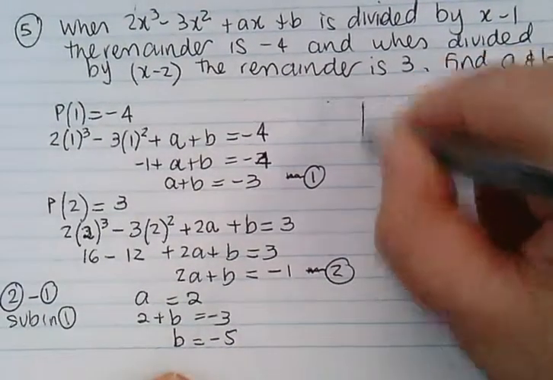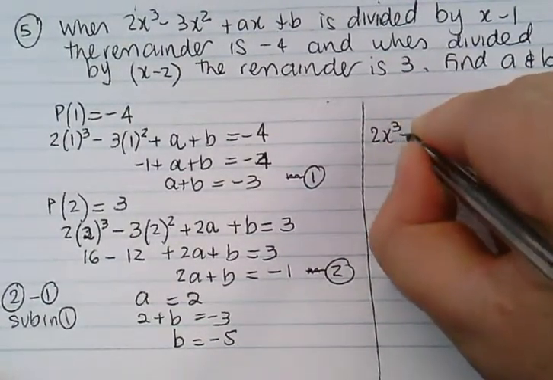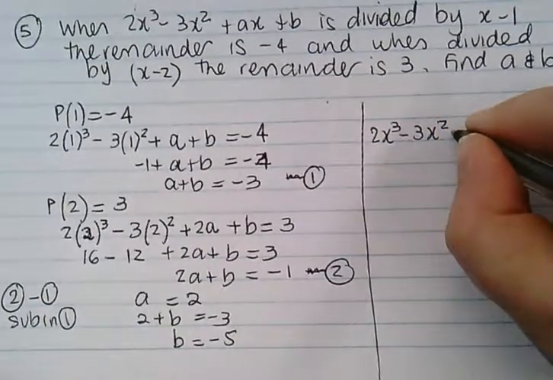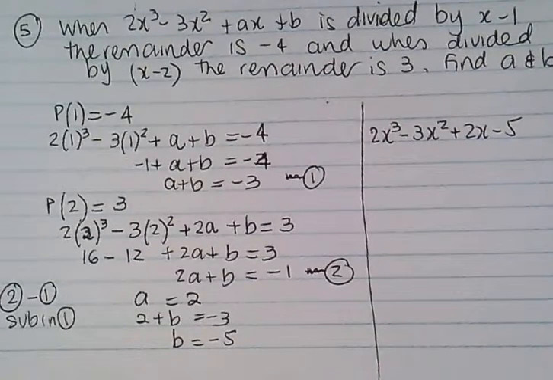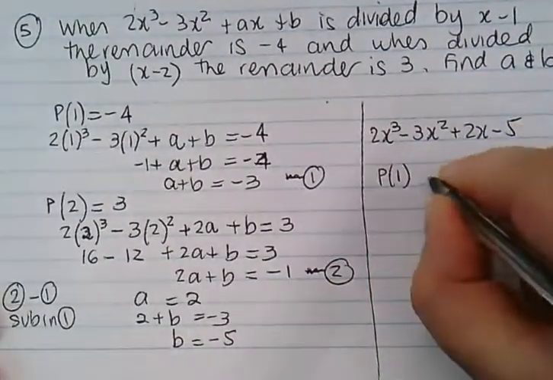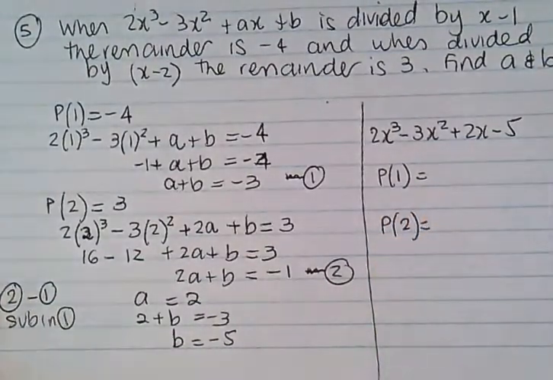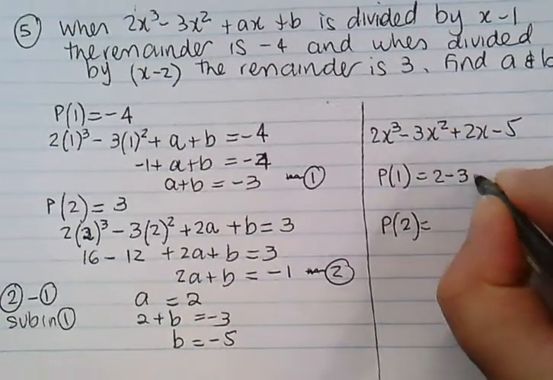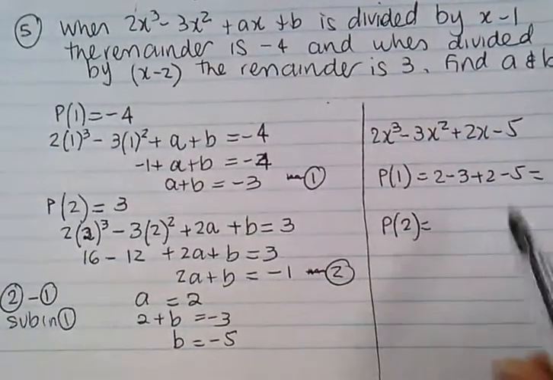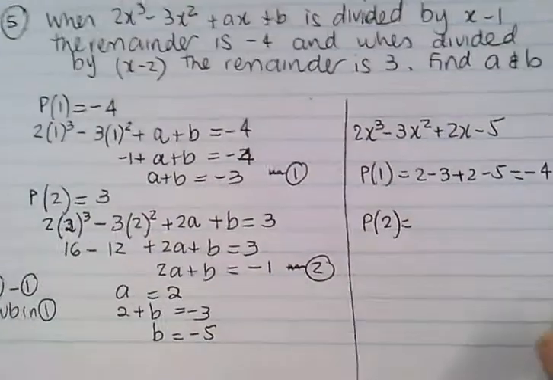So we've found a and b, and so therefore I can write out what the polynomial is. My polynomial is 2x cubed minus 3x squared plus 2x minus 5. And if you want, you can check P of 1, and you should get negative 4, and P of 2, and you should get 3. Let's just have a quick check. 2 times 1, that's 2, minus 3 times 1, plus 2, minus 5. What do we get? Negative 4, that's correct.